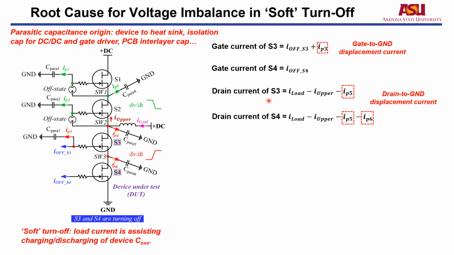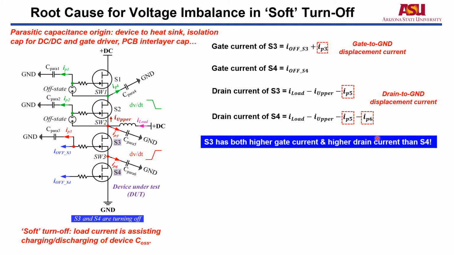Next, let's look at the drain current of S3. The drain current of S3 equals this equation, and the drain current of S4 equals this equation. We can see I_P5 and I_P6 are the drain to ground displacement currents. So based on these equations, we can see S3 has both higher gate current and higher drain current than S4.